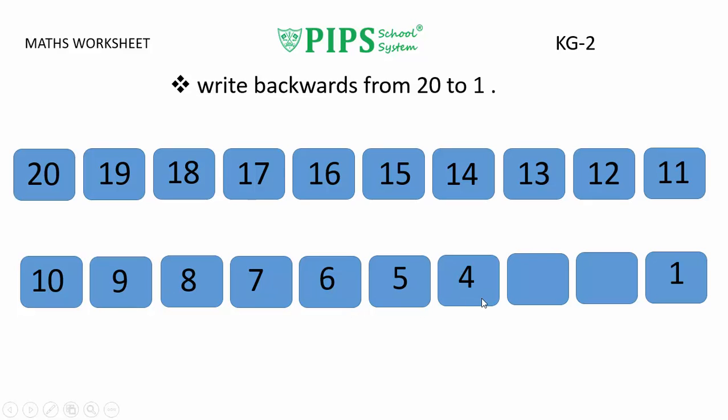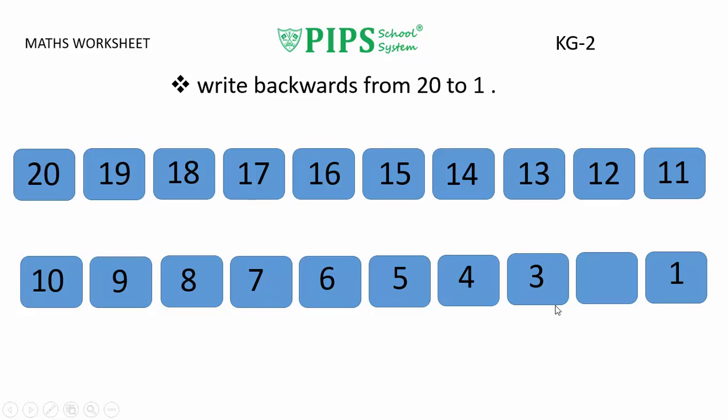KG2 class, can you tell me the number which comes before 4? Start backward counting from 5. 5, 4, 3. 3 comes before 4. Now we will write the number 3 in the empty box like this.